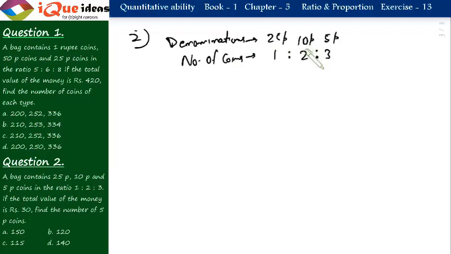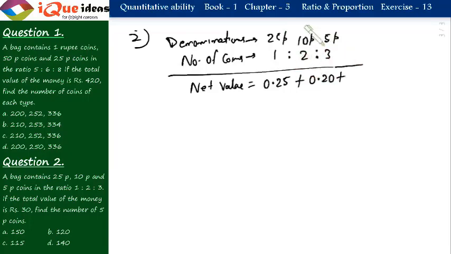And then the total net value will be equal to, straight away we can calculate, 25 paisa into 1 coin. So let it be 0.25 rupees plus 10 paisa into 2 coins. So 0.20 rupees plus 5 paisa into 3 coins. So it will be 0.15 rupees. So the total amount becomes 0.6 rupees. So 0.25 plus 0.20 plus 0.15 is 0.60. So it is 0.6 rupees.